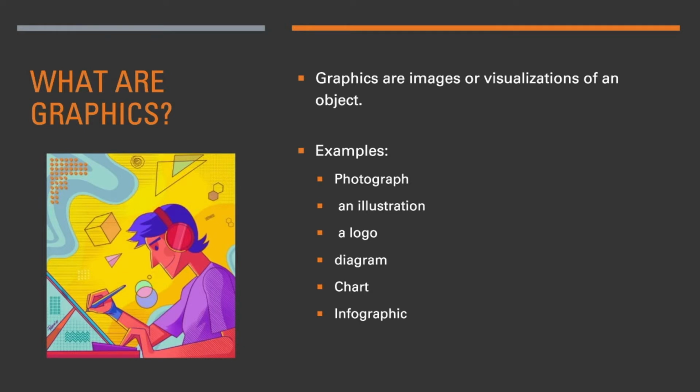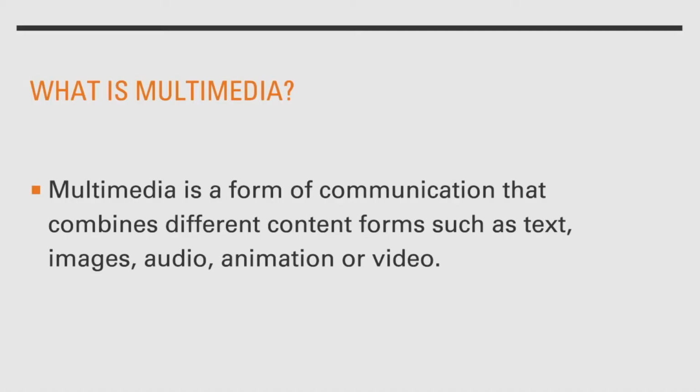What are graphics? Graphics are an image or visualization of an object. This can be anything from a photograph, an illustration, a logo, diagram, chart, infographic, and plenty of other examples. You will see graphics on 99% of websites on the internet. So what is multimedia then? Multimedia is a form of communication that combines different content forms such as text, images, audio, animation, and video. For the sake of simplicity, I will be focusing on just video and audio when I talk about multimedia in this video.